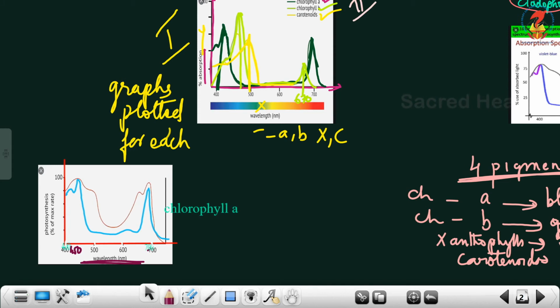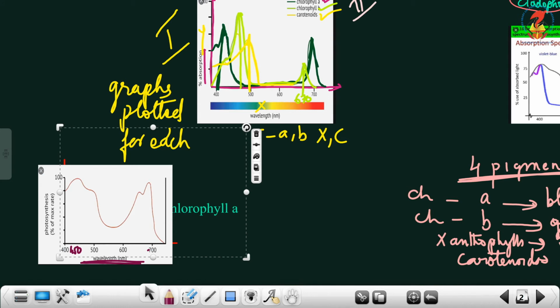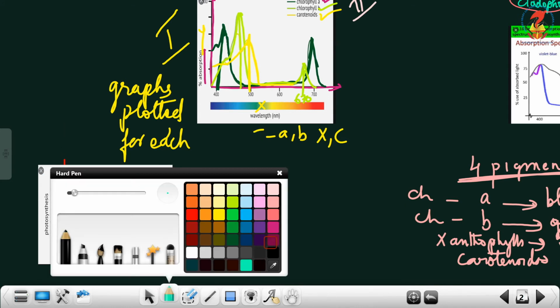You can see the blue color, which indicates chlorophyll A, correctly coincides with the rate of photosynthesis, which is indicated with red color. The rate of photosynthesis peaks at 450 and peaks at 700. Similarly, the absorption spectrum of chlorophyll A, the blue, also peaks at 450 and peaks at 700. From this we infer that chlorophyll A is a major pigment.